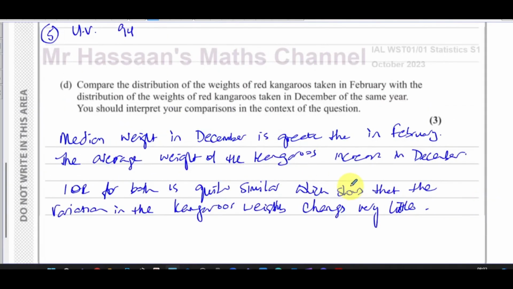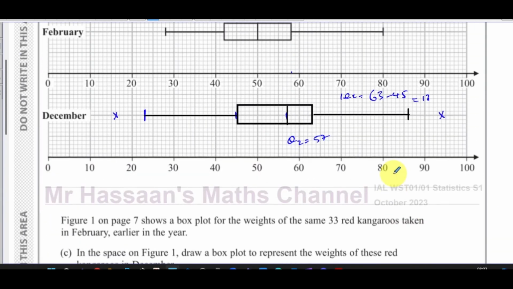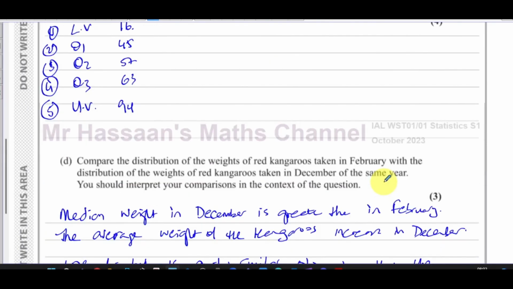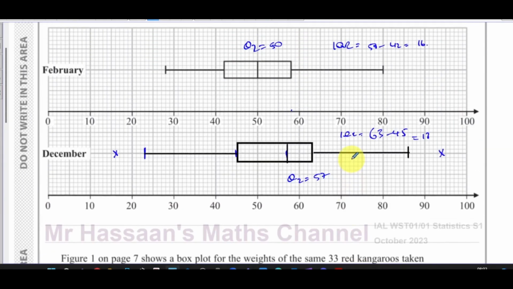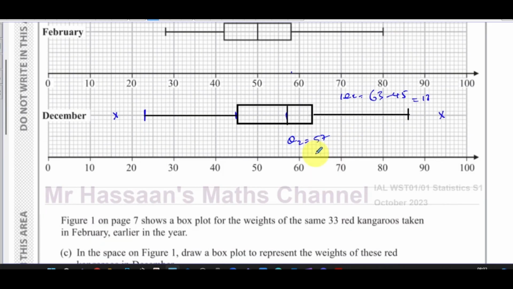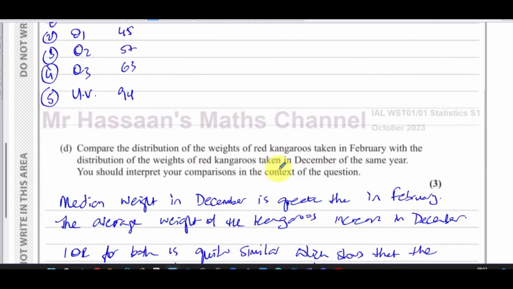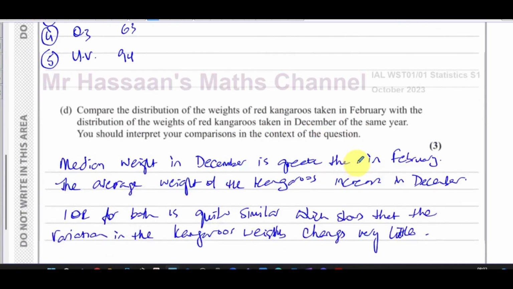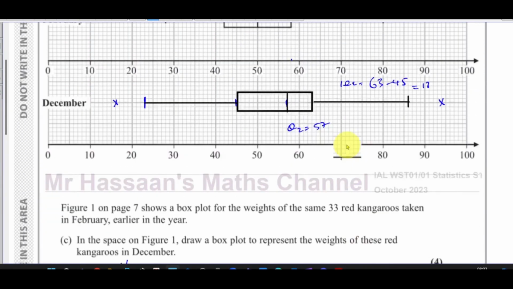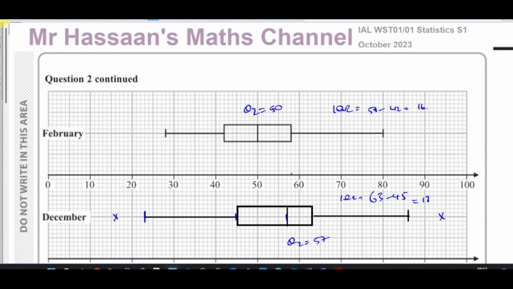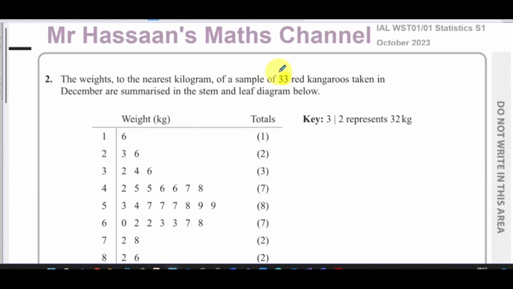So that's how you would write this, or interpret this data. Don't just say the median is greater in December and the interquartile range is the same. Talk about it in terms of the weights of the kangaroos. That's all they mean by interpret the data in the context of the question. That's basically it. So that concludes question number 2 from the October 2023 Statistics S1 paper from Edexcel International A-Level.